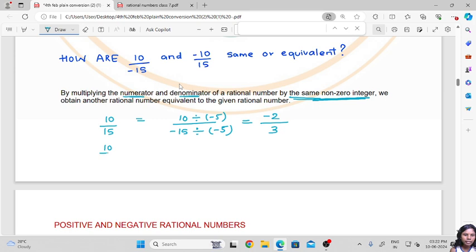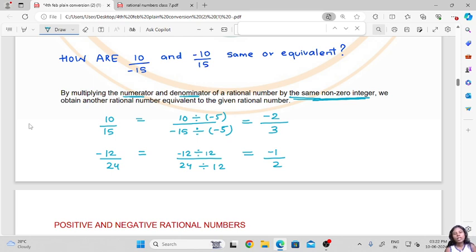Now let's take another one, 12, minus 12 by 24. So now here in this case I have 12 upon 24. This I divide by 12 again, and this I divide by 12 here. So now here what I'll get is minus 1, and I'll get here 2.